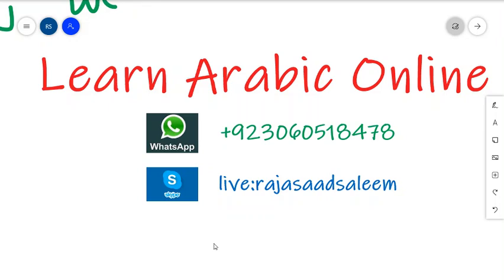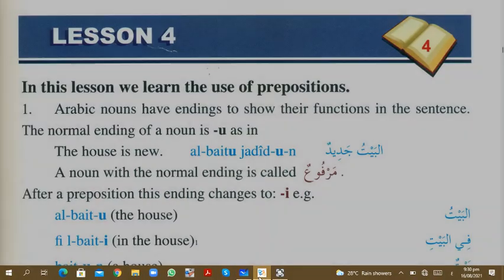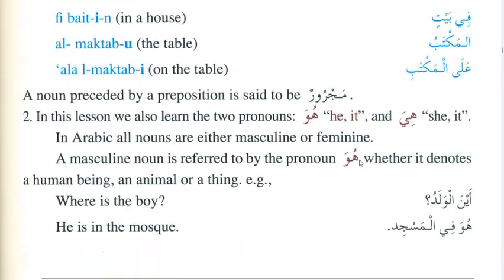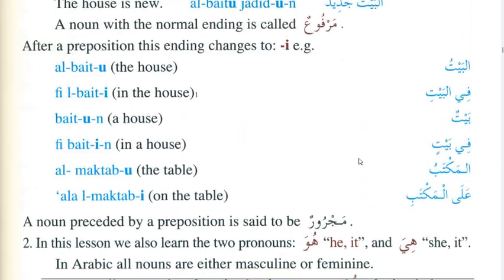Bismillah ar-Rahman ar-Rahim. So today is the third lesson of this course, and today we will start with lesson 4 of Durus al-Lughah al-Arabiyyah, which is also known as the Medina book. In this lesson you will learn about prepositions. Prepositions in Arabic are known as huruf al-jarr, so you will learn about them.